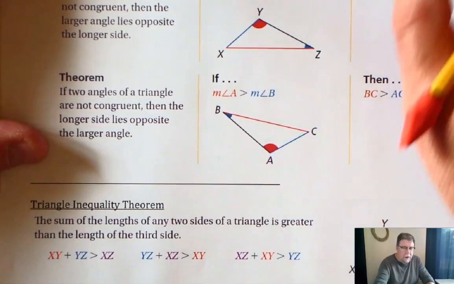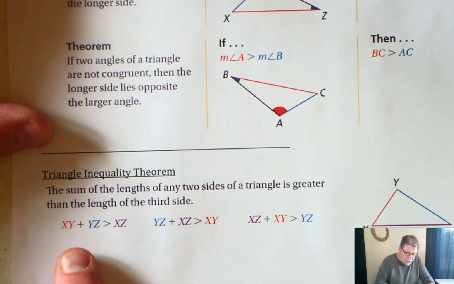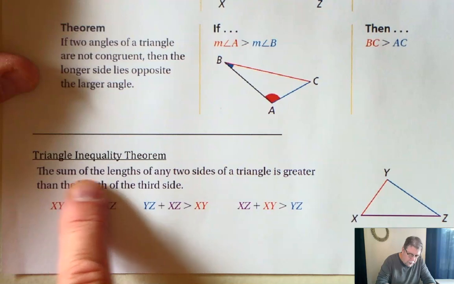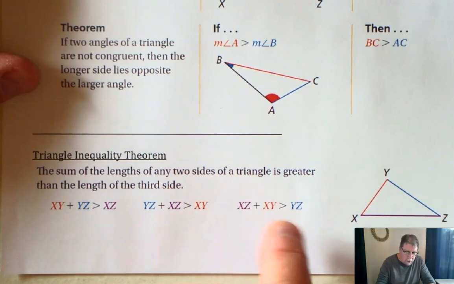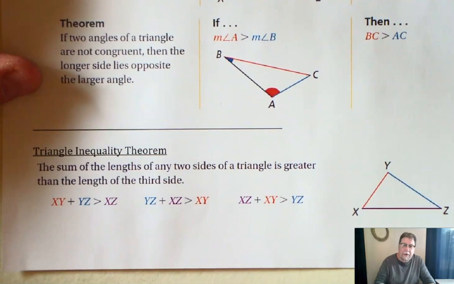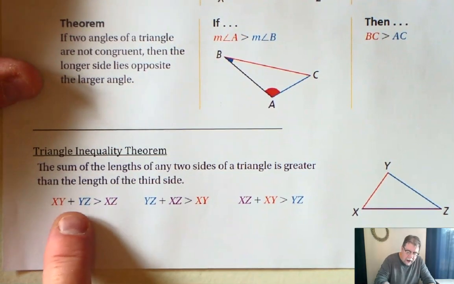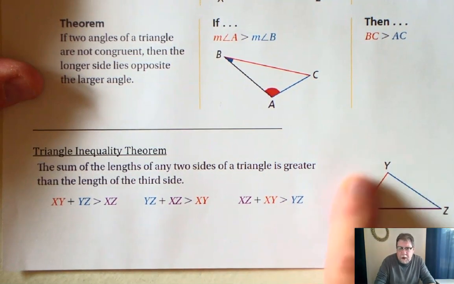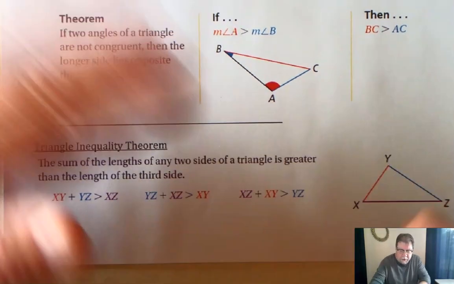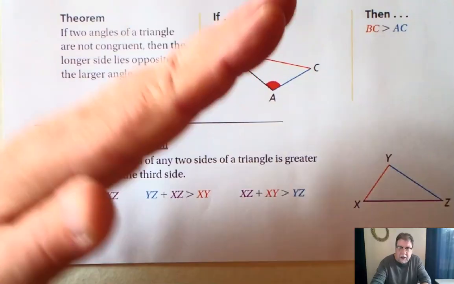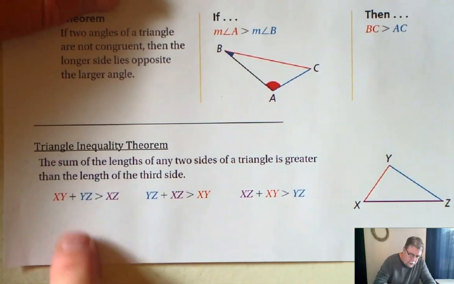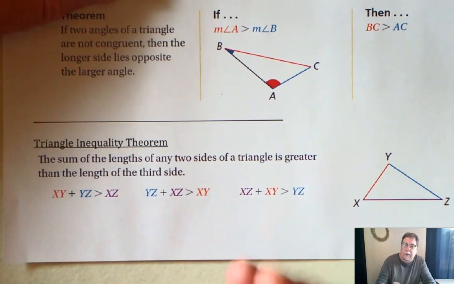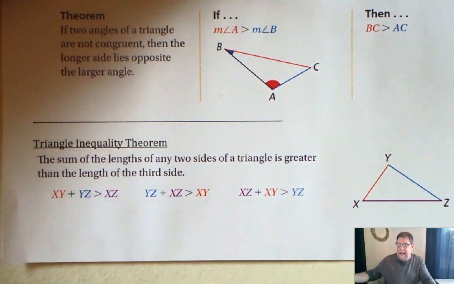The third concept I want to talk about simply says that in a triangle, the sum of the lengths of any two sides is always greater than the length of the third side. Think about it: if XY and YZ were not greater than XZ, we couldn't make a triangle out of that. The two sides would fall, they wouldn't touch before they got to the actual segment. So we have this triangle inequality theorem: the sum of two sides always has to be greater than the third side. So that's taking a look at the notes.